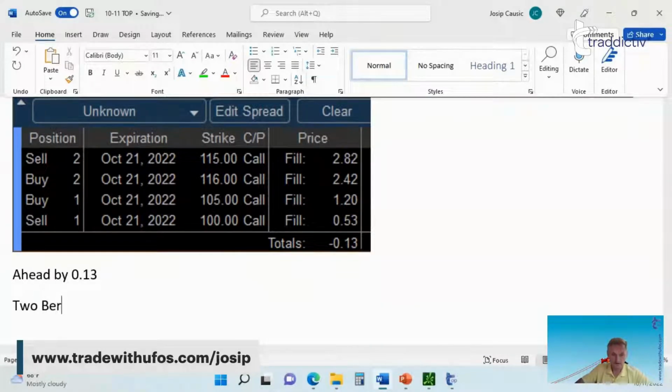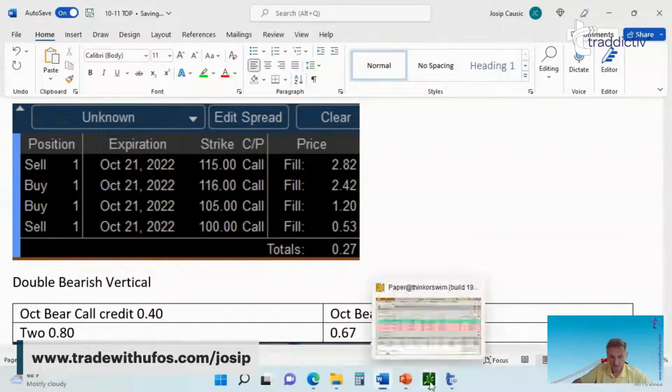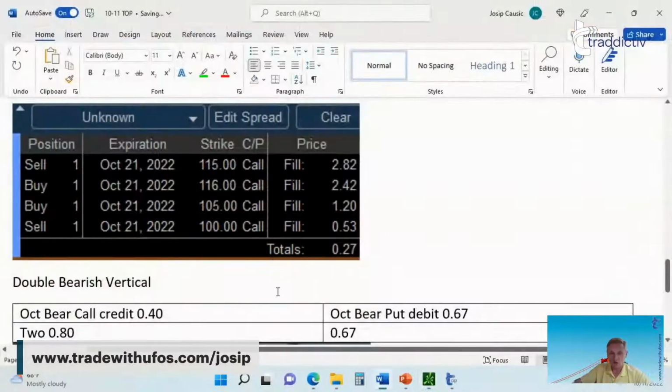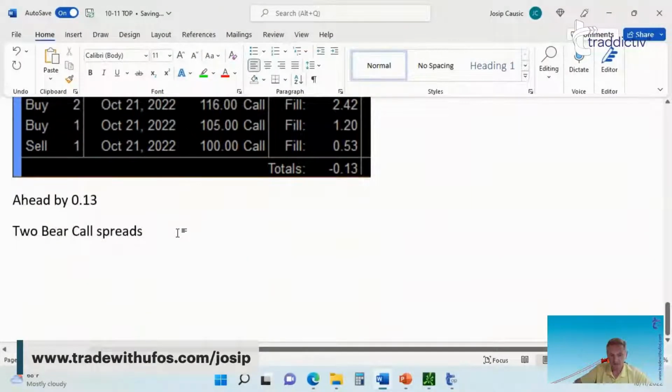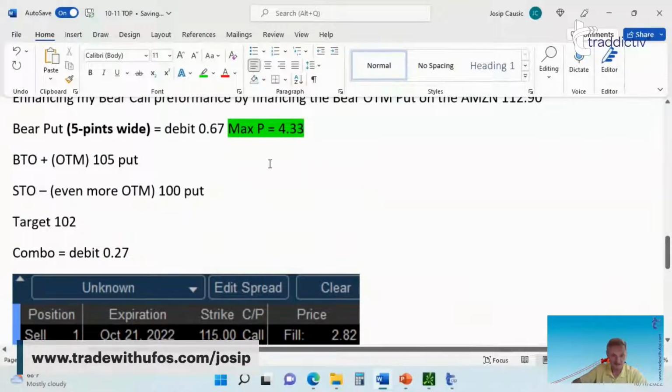Now, disclaimer, disclaimer, disclaimer. Two bear call spreads mean, over here, what do I have? $1. Okay? So I have a margin of $100, just so I have it shown to you. Buying power effect is $100. What do you think my margin is going to be here? Correct answer is $200.